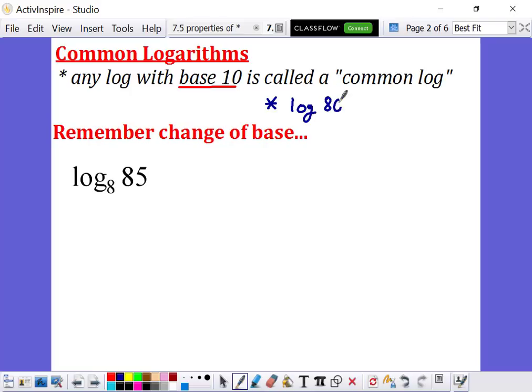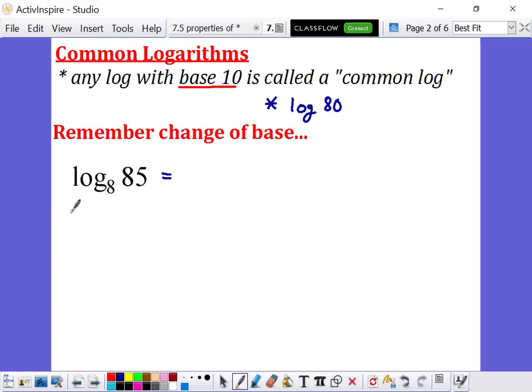I'm just making something up: log of 80 would be log base 10 of 80. Remember that if you don't see a base here, you can assume that base is 10. And in 7.5, we learned something called the change of base formula, or the way to change the base of something like this, log base 8 of 85. We can evaluate that two ways.